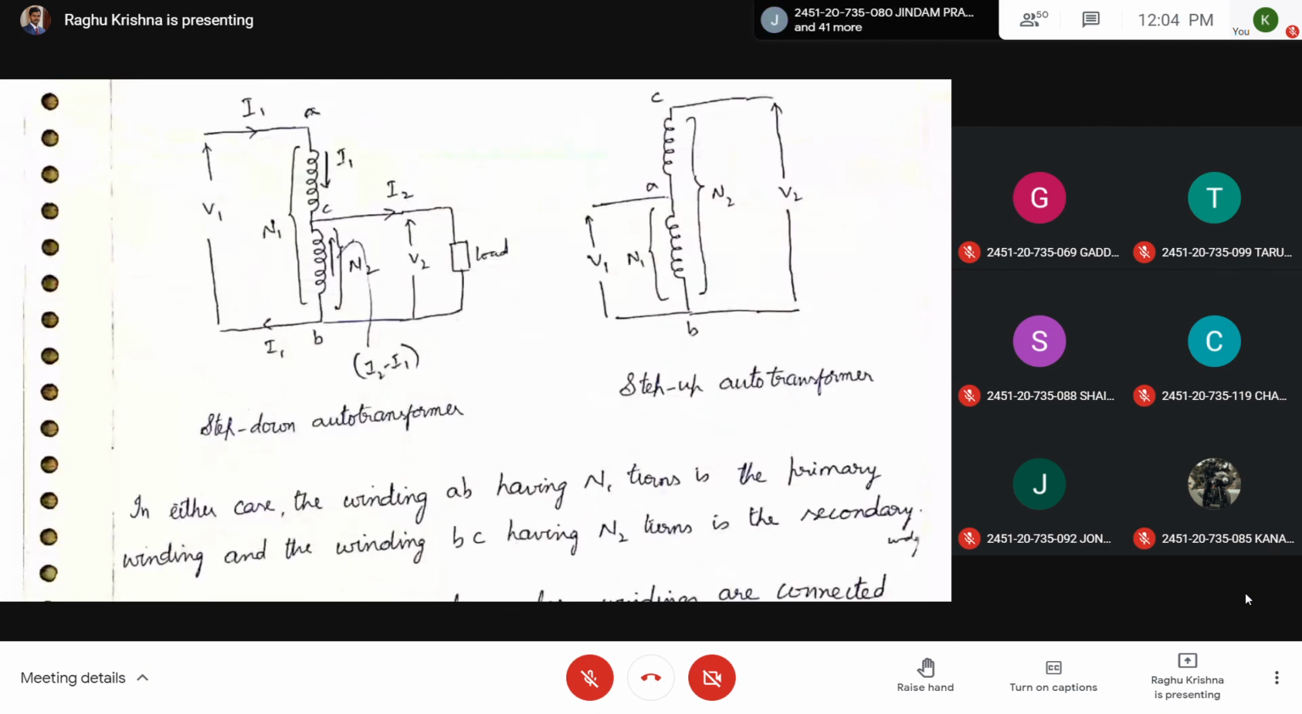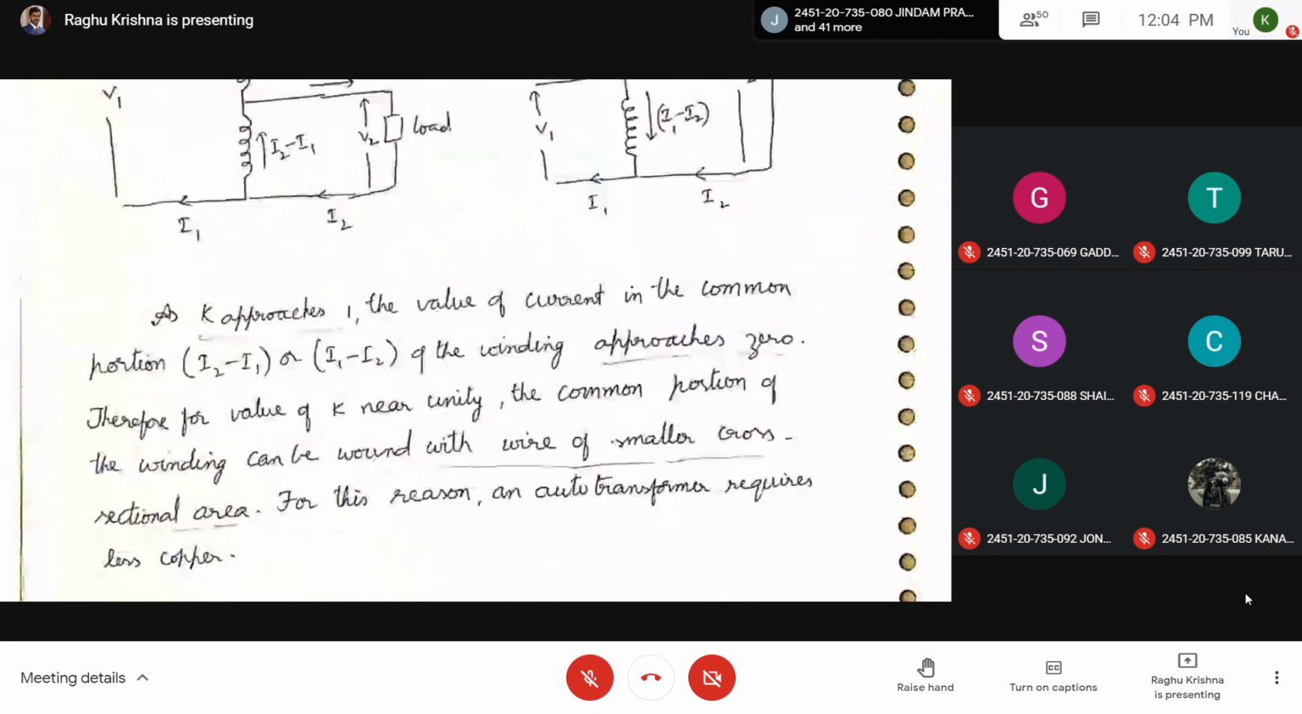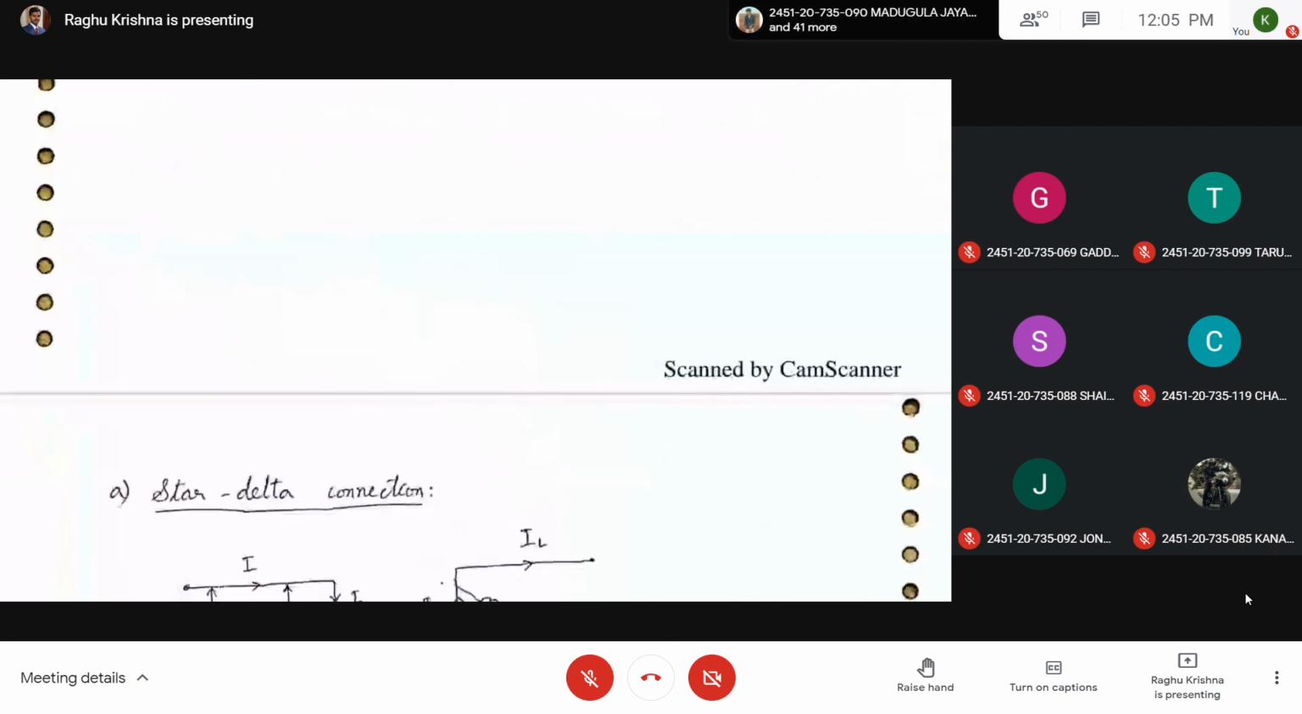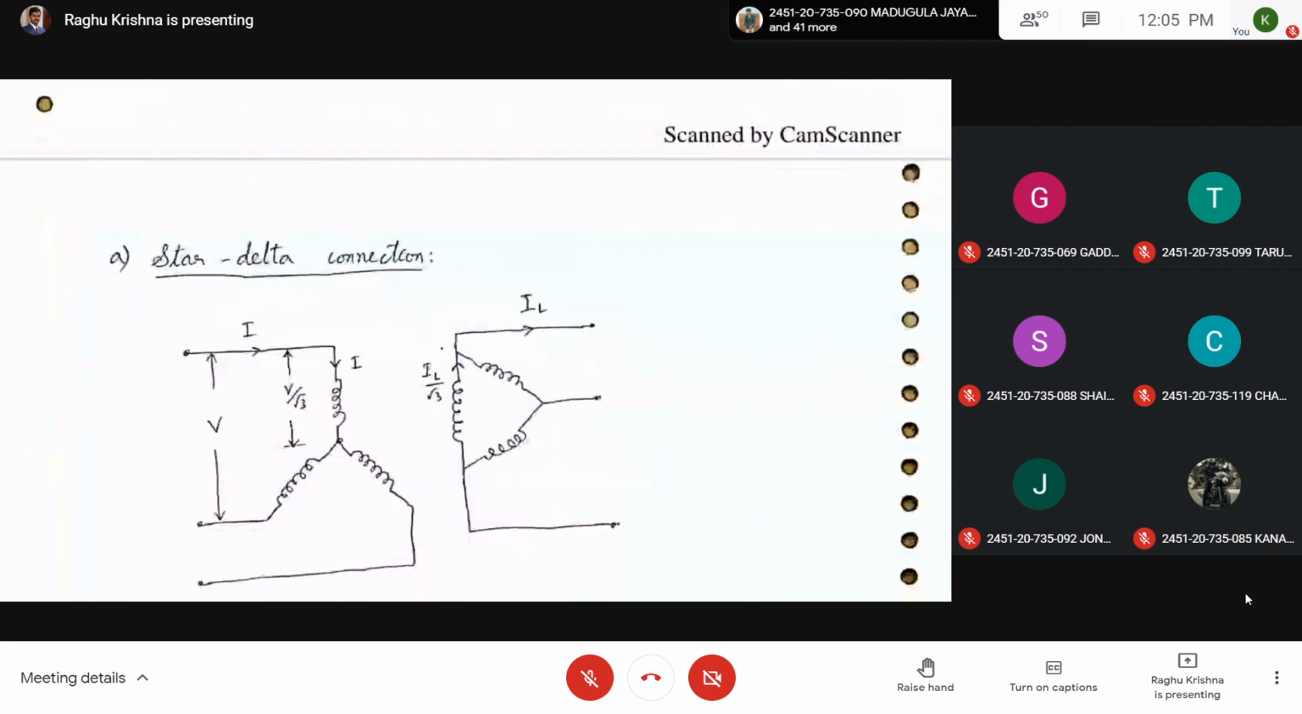Next, three-phase. After that, study the three-phase core type transformer. Here you can study everything except the practical transformer equivalent circuit, second the OC test, third the SC test. If you want, you can study them, and if you have any doubts, you can ask me. The connections you have to study are very simple.